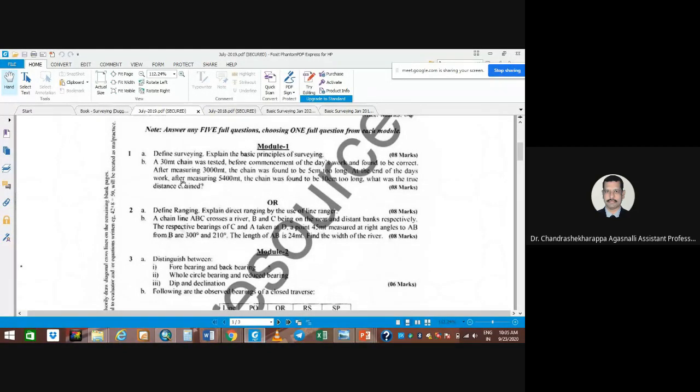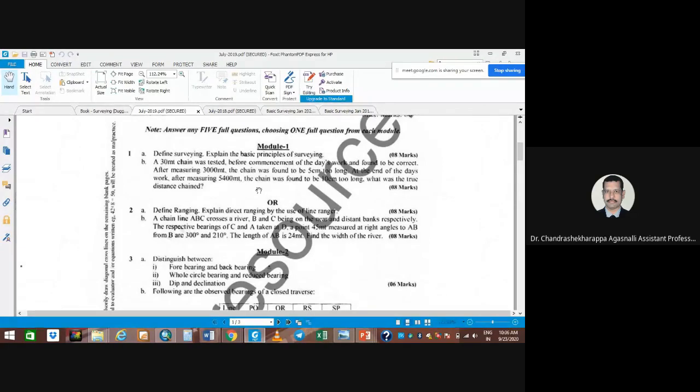With this type of problems we've solved it. Define ranging and explain direct ranging by use of line rangers. Define ranging: the alignment of the particular survey line, and direct ranging by use of the line ranger, how we are going to measure it. That is a theory part that you can explain very easily.